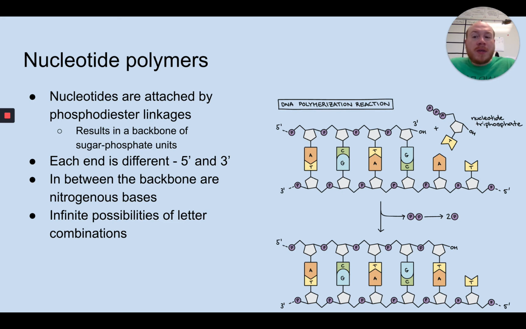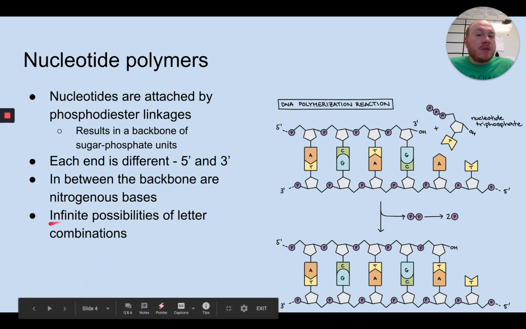And in between the backbone, so if you look at this model here, here's the backbone, the phosphates and the sugars. In between them is where the nitrogen bases are. And they don't actually link up like this. They don't lock together that way. There are actually hydrogen bonds that form between them.